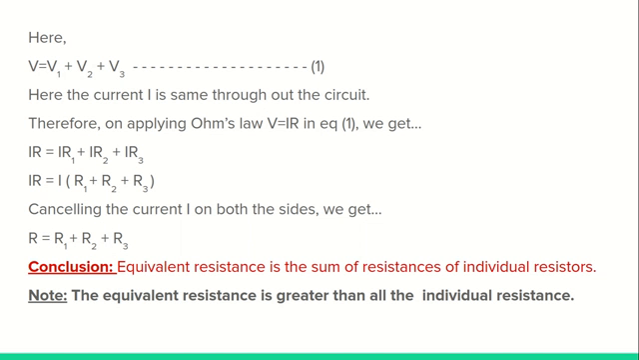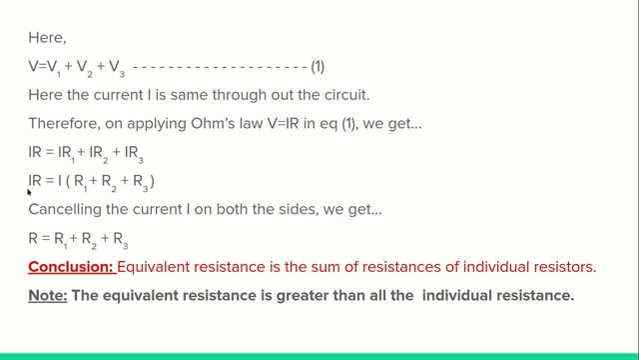Using that information, we say that V equal to V1 plus V2 plus V3, and applying Ohm's law, V equal to IR, in this equation we get IR is equal to IR1 plus IR2 plus IR3. Here current I is constant and so has been taken as I in all the three situations. So IR will be equal to I into R1 plus R2 plus R3.